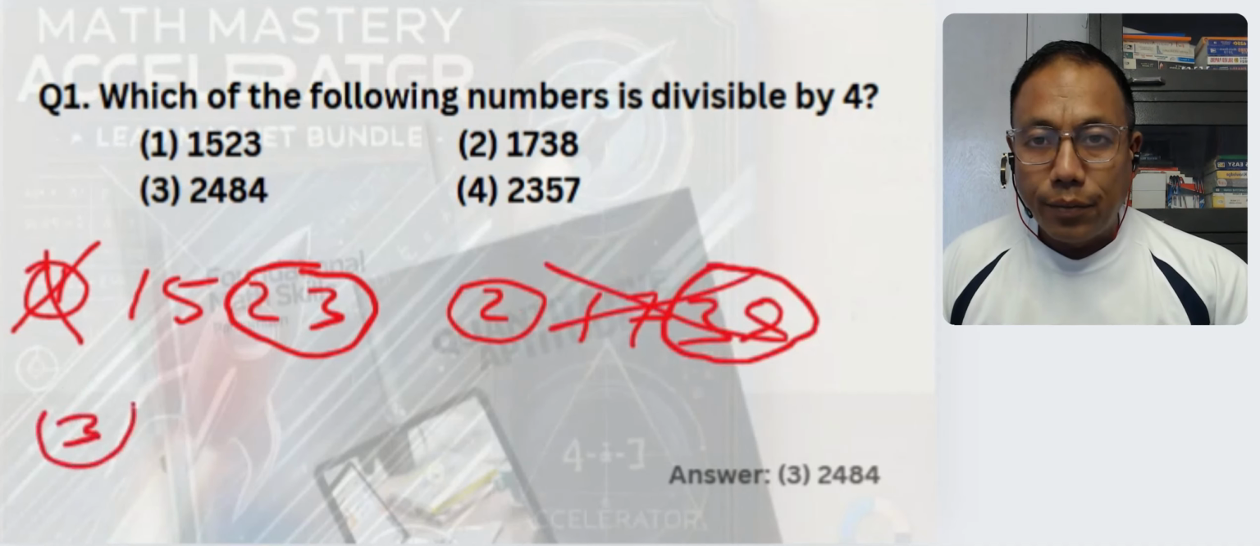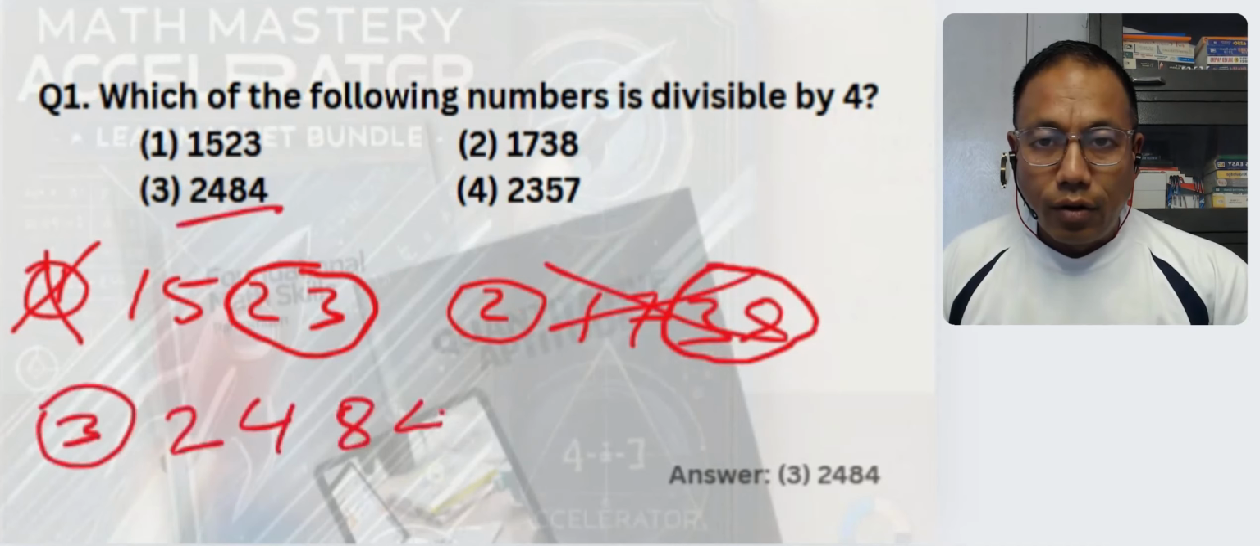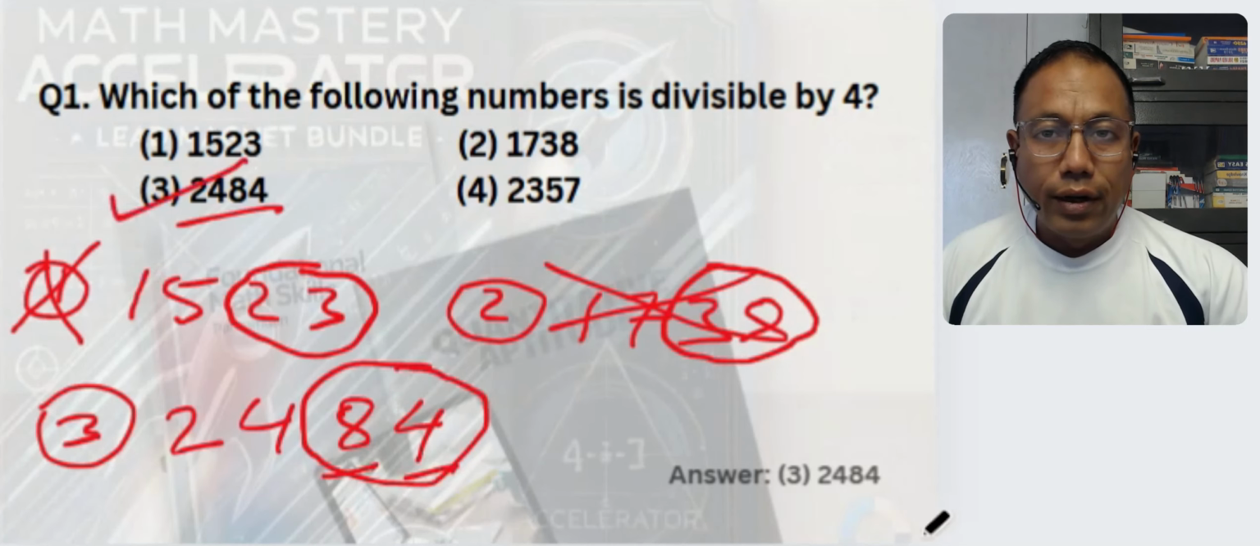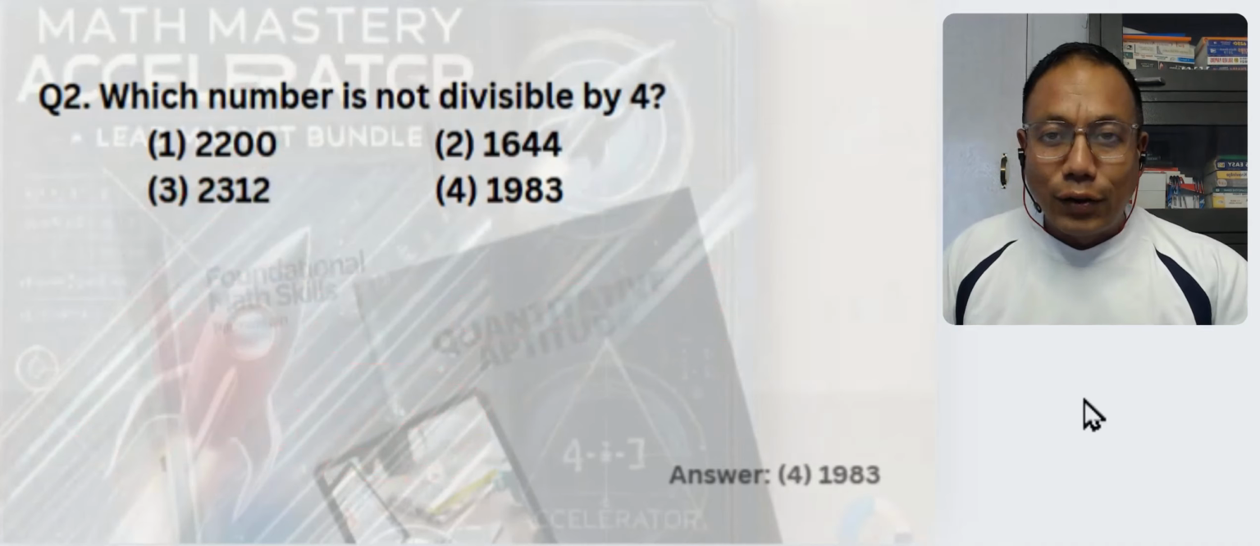Option 3, that is 2484. Last two digits is 84. 4 2s are 8, 4 1s is 4, which is divisible by 4. Therefore, the right answer is option 3. Can you understand? Let's solve the next question.